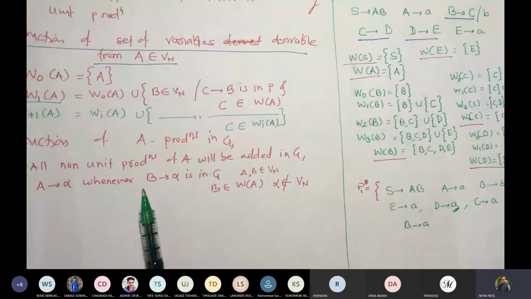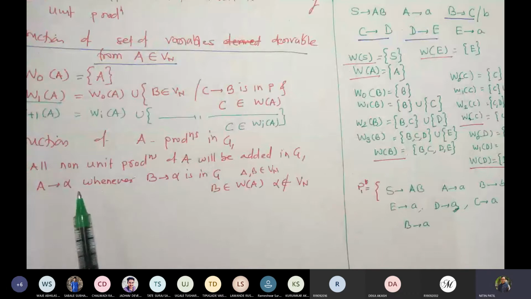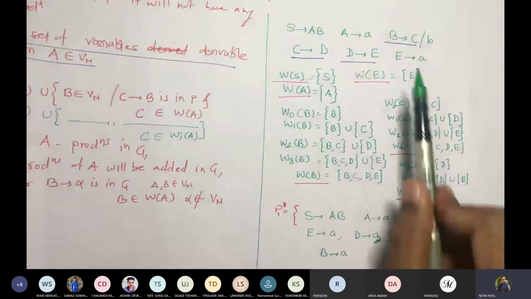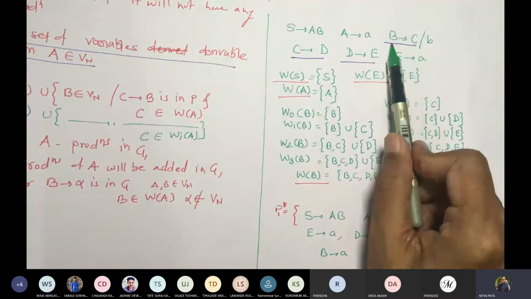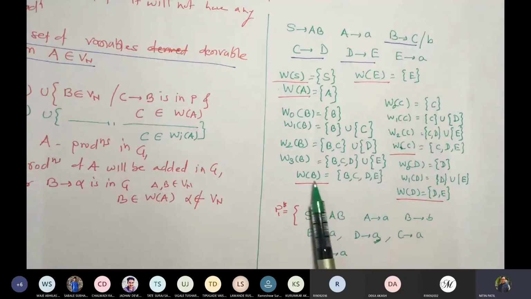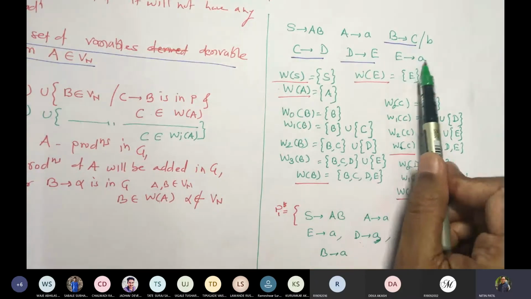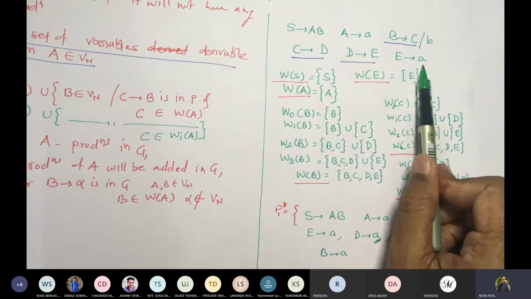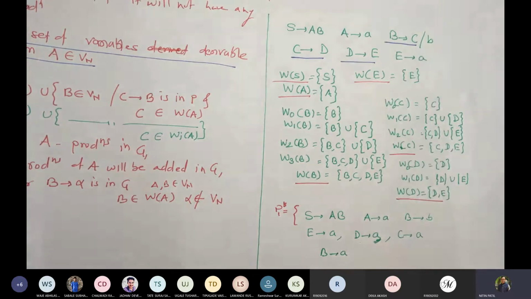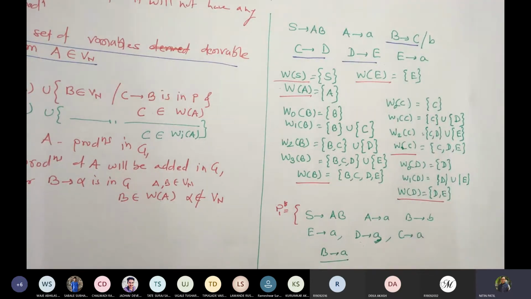I am following this rule. We will add A gives alpha whenever there is B gives alpha in P, and this B belongs to W of A. Now, does E belong to W of B? Yes. What is E giving you? A. As E is giving you A, that's why B also will give A. That's what we said. So this is added that way.